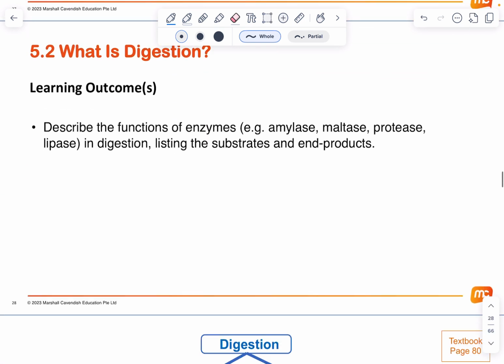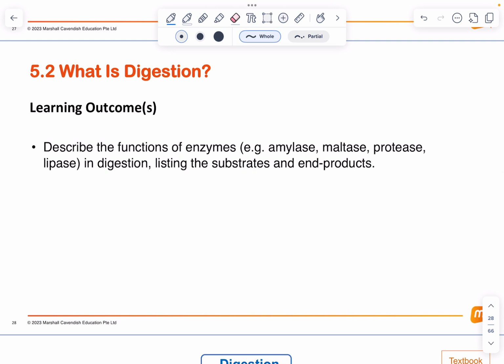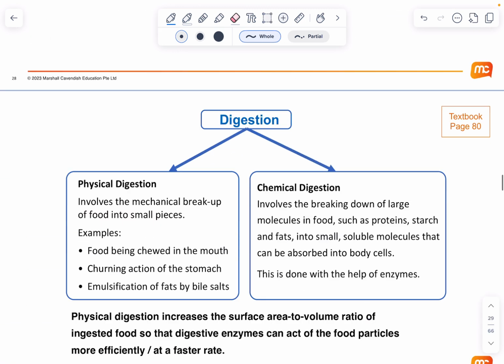For what is digestion, the main outcome you need to know is the function of the enzymes, and listing not just the enzymes, but what are the reactant, the substrate, and how it leads to the end product.